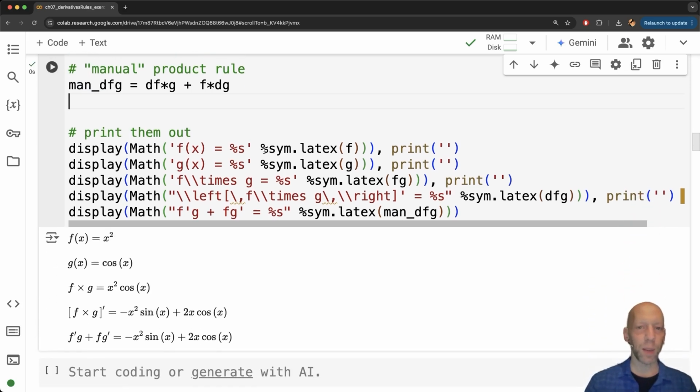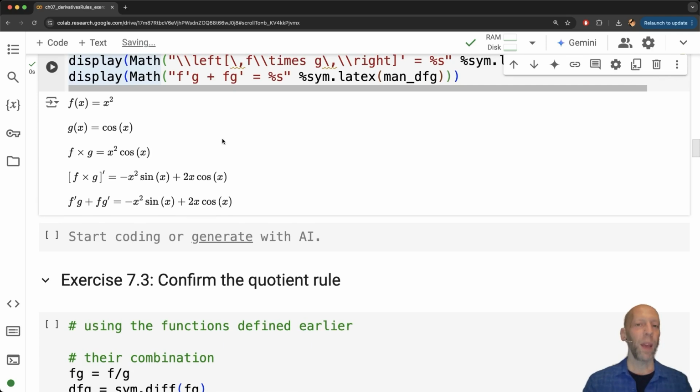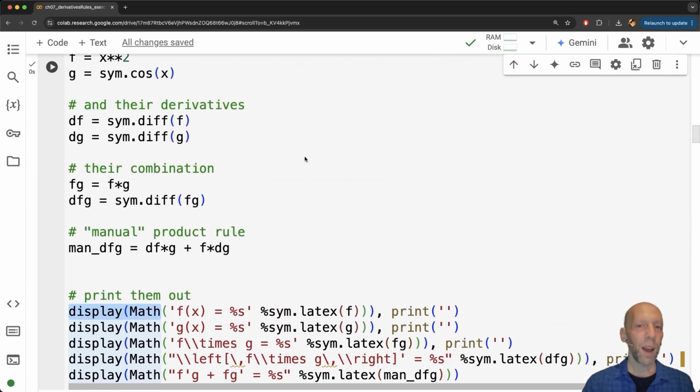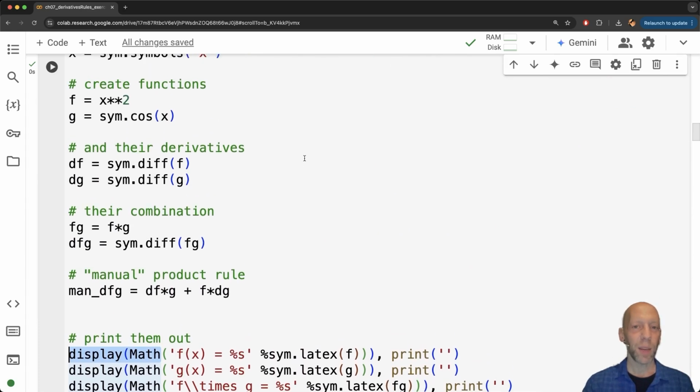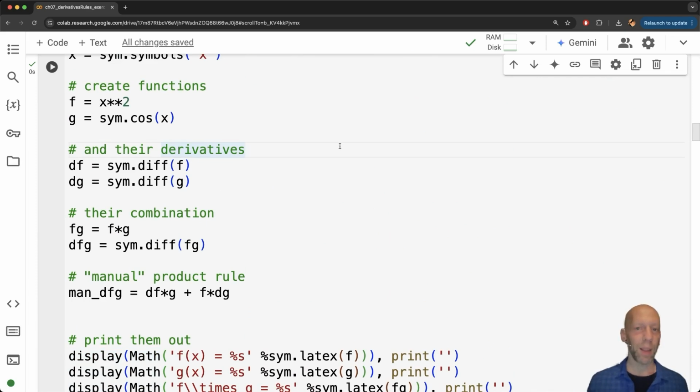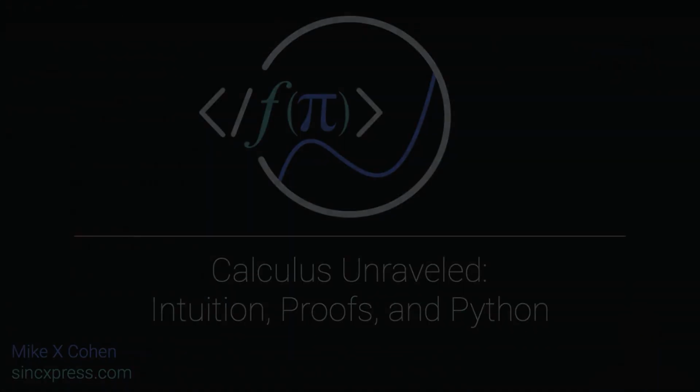Then here I'm just using LaTeX coding in combination with the display math function to print out all of these results. Again, nothing too spectacular here, but you see that these two results match, which is a demonstration of the correctness of the product rule. I hope you enjoy working through these kinds of exercises. They are not super difficult, but I think it is useful to improve your SymPy coding skills and also to reinforce how the product rule works.